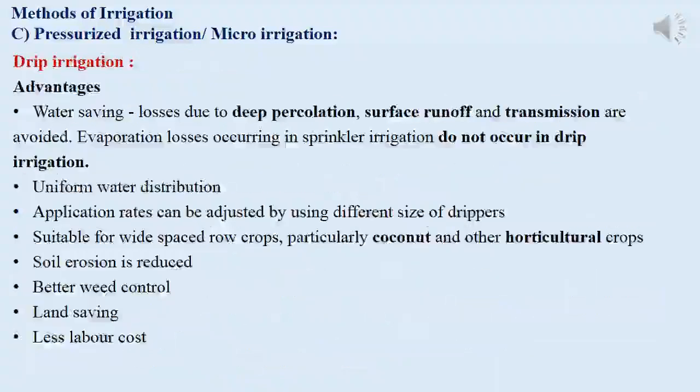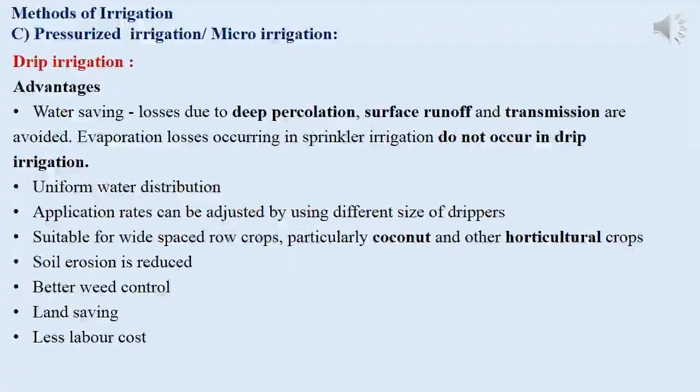Now, advantages of drip irrigation system. In this system, water saving: losses due to deep percolation, surface runoff and transmission are avoided. Evaporation losses occurring in sprinkler irrigation do not occur in drip irrigation system. Then uniform water distribution is done. Then application rates can be adjusted by using different size of drippers.